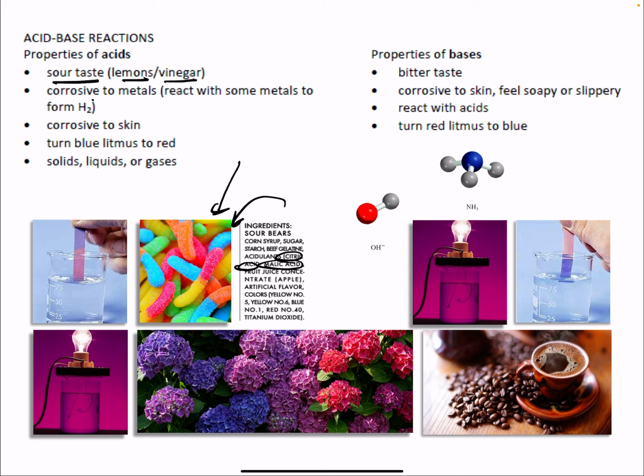They're corrosive to metals. So if you put a metal in acid, they can react, and some of them will generate hydrogen gas. They're corrosive to skin, so if you get them on you, you should wash them off. We know acidic solutions turn blue litmus red, and they can be solids, liquids, or gases.